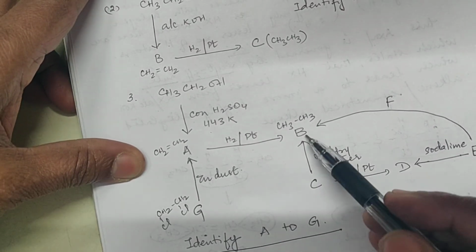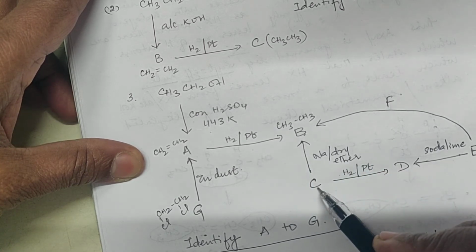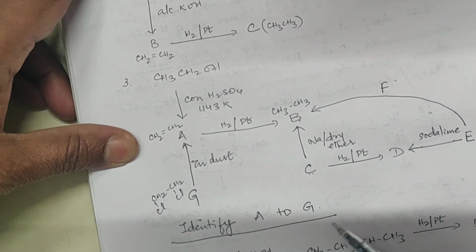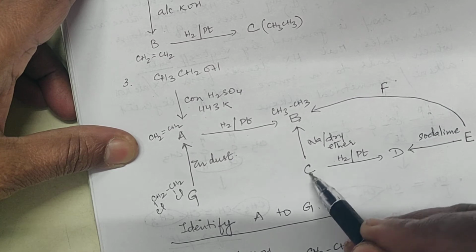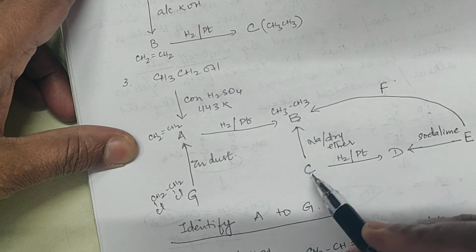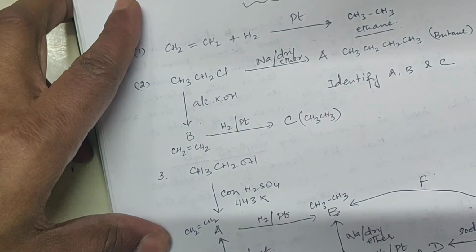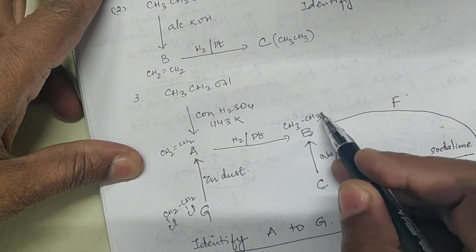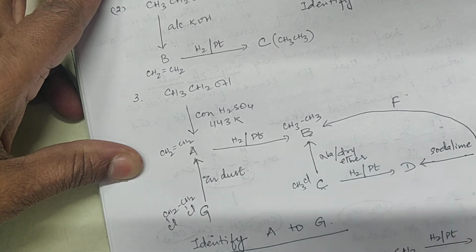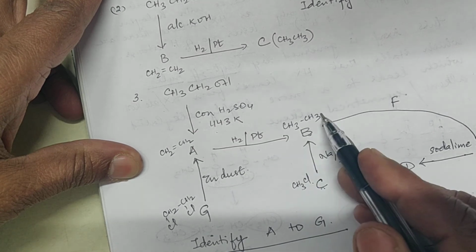Now this B, that is ethane, can also be obtained from C. What should C be? C on treatment with sodium and dry ether is giving you ethane. So what should it be? Where is sodium and dry ether used? It is used with RX. So if it has 2 carbon atoms, this should be CH3Cl. This on treatment with sodium and dry ether, you will get ethane.